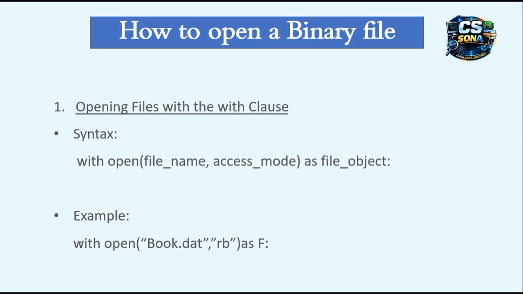Okay. Now to open a binary file, you can also use the with open statement. The syntax will be with open file name comma access mode as file object. Colon. That colon is very important. Colon indicates that from the next statement onwards there will be a block under with open. So example, with open book.dat and the file is open for reading, so I have written RB as F. F is the name of the file object.